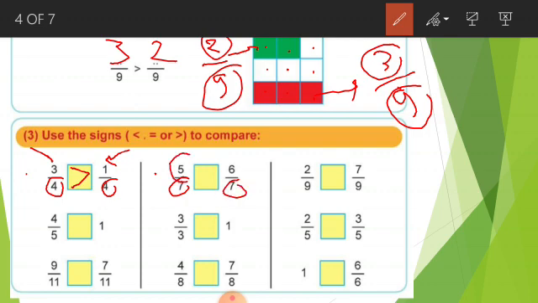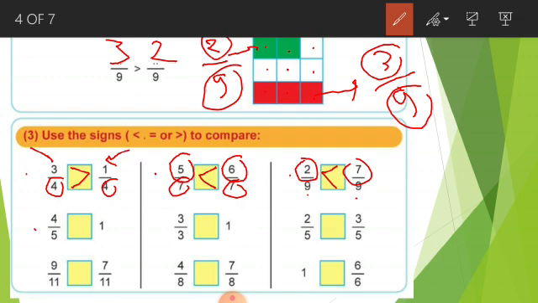So in the circle, 5 and 6, where's the biggest one? 5 is less than 6. I will compare the number at top, which is what? The numerator. Now this one, I must make sure we have the same denominator. 9 and 9, no problem. Compare the numerator, 2 with 7. 2 is less than 7.